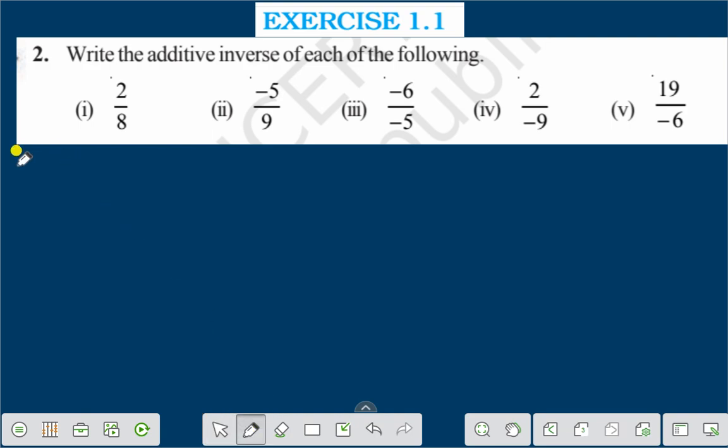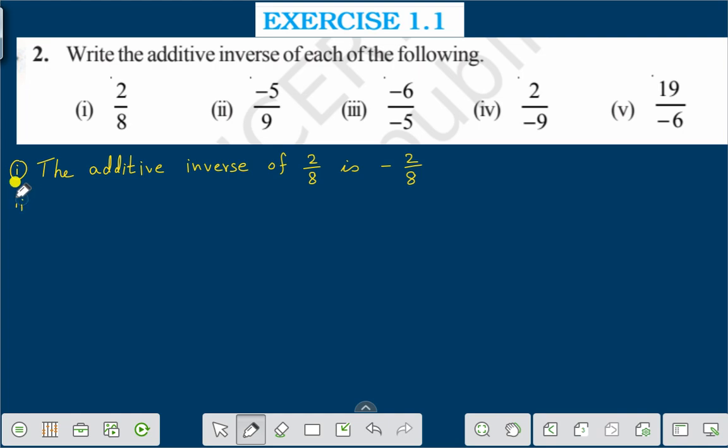The additive inverse of 2 by 8 is minus 2 by 8.